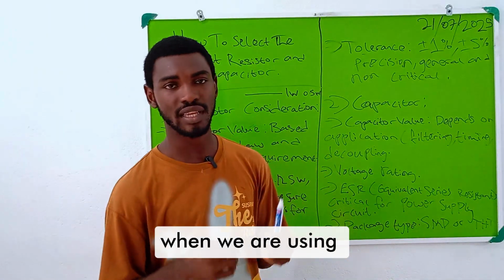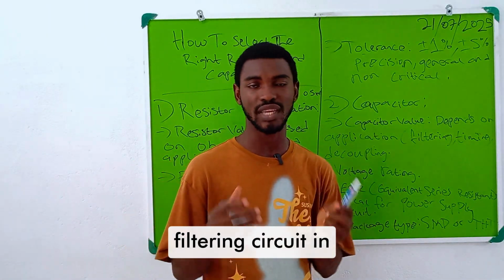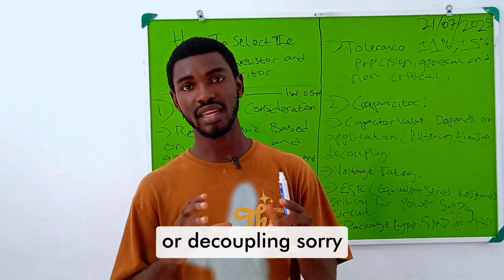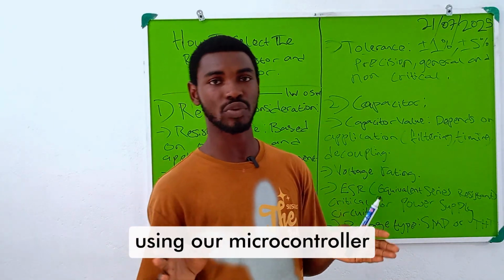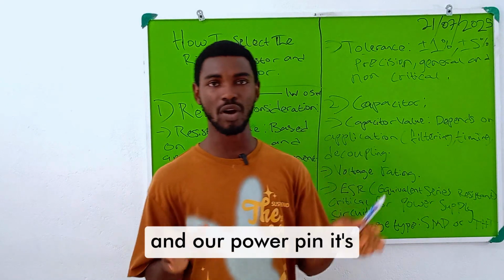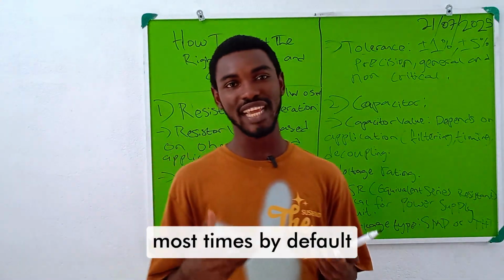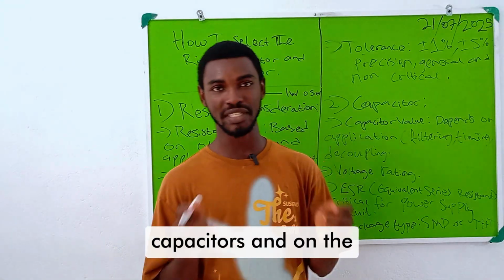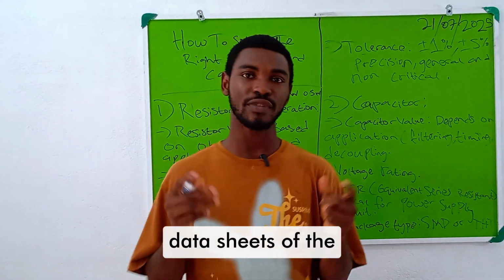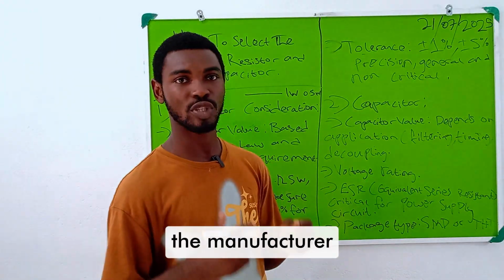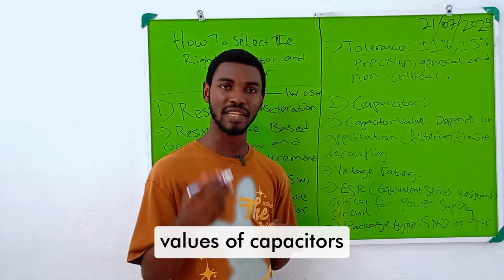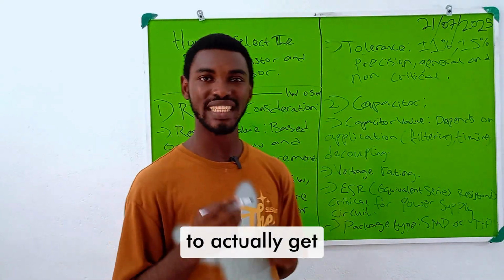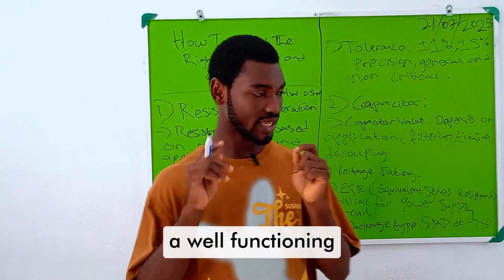When we're using capacitors for our filtering circuit, using our microcontroller and our power sections and power pins, it's always appropriate. Most times, by default, we use 0.1 microfarad capacitors, and on the data sheets of the components, the manufacturer will also specify the values of capacitors you ought to use to get a well-functioning circuit.